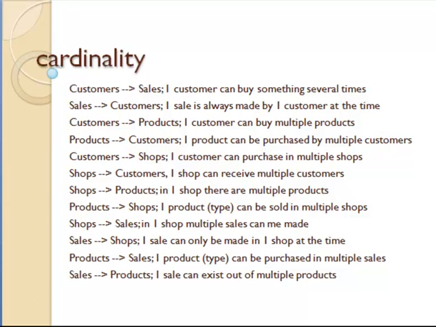Products have a relationship with sales. One product can be purchased in multiple sales, and sales have a relationship with products. One sale can exist out of multiple products.